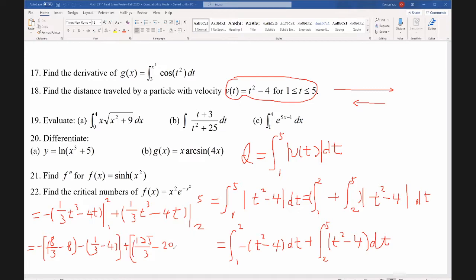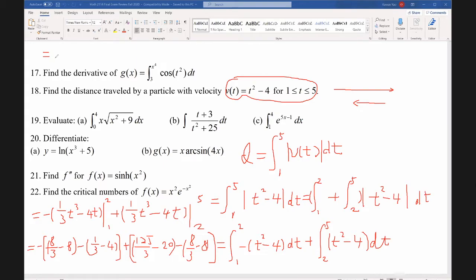Okay. Minus, put 2 inside. It will be 8 over 3. And 4 times 2 is 8. Okay, so we have to calculate this. Let me put it here because we don't have space. I have space here.